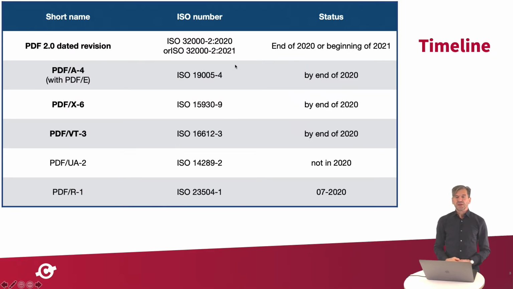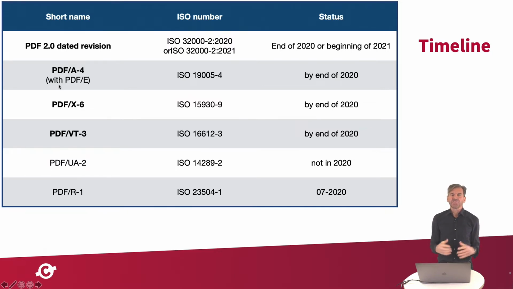So first, pdfToolbox. So this is just an overview, a timeline. pdfToolbox will come as a dated revision. We just don't know whether this is going to happen in this year, 2020, or beginning of next year, 2021. And a dated revision means it doesn't have many new features. It's more a cleanup of something that has been there before. So the dated revision of pdfToolbox doesn't introduce lots of new features. And what it introduced, we will look into later on in this presentation.